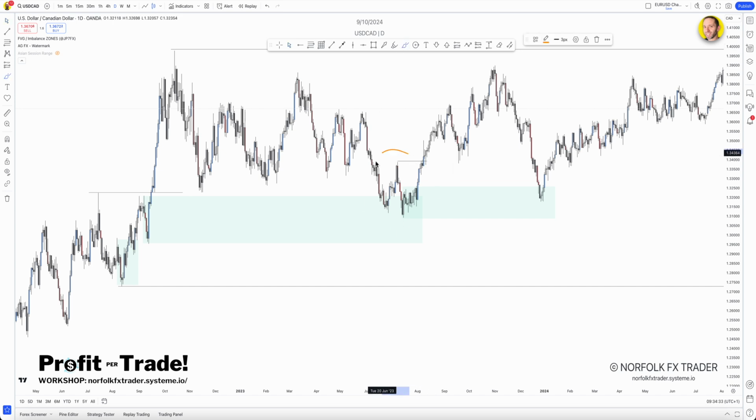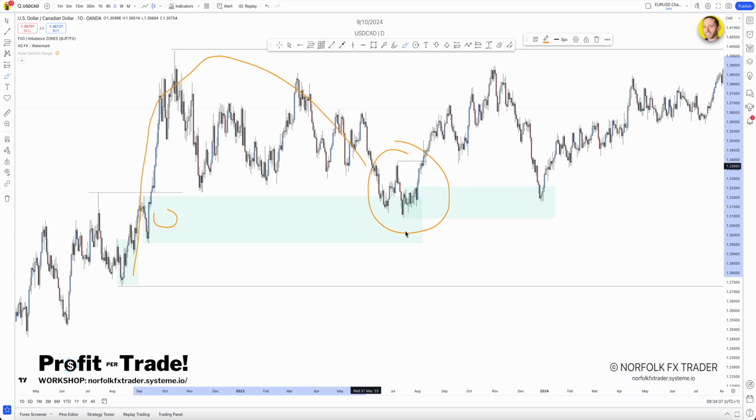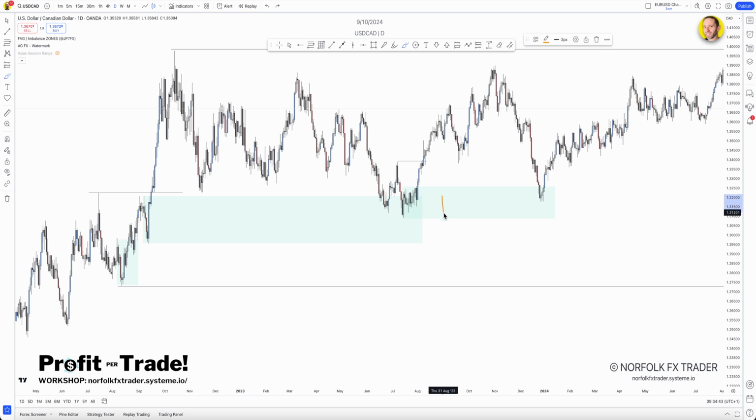The internal structure reversal. Out of this area of demand, there's our swing pullback. We reverse out of that internal structure and we see the bullish move away. So at that point, we have this area of demand where we can look for price to come back to.